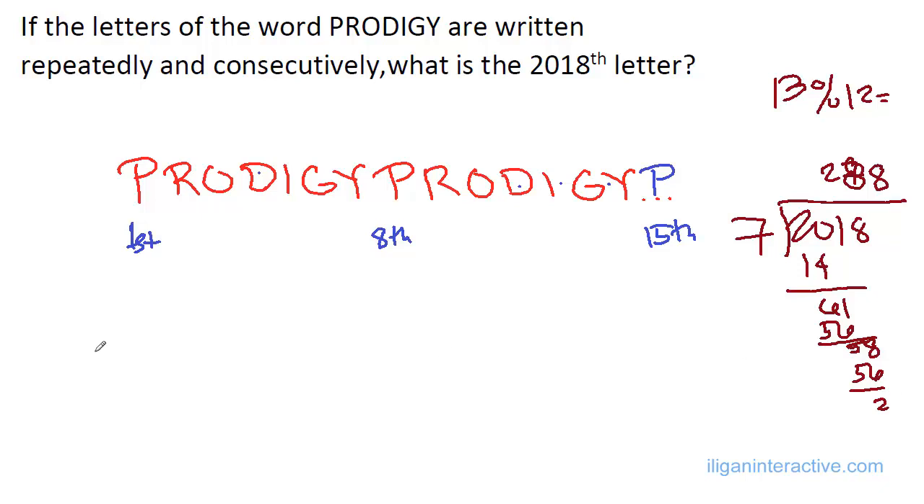What do I mean by that? 2018 modulo 7 is equal to 2. The remainder is 2, meaning that will be R. So the answer here will be R. And why is that so? Well, for example, the 8th letter: if the remainder is 1, the answer will be P. If the remainder is 2, the answer is R.